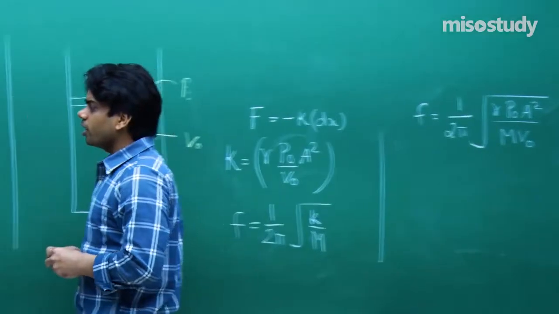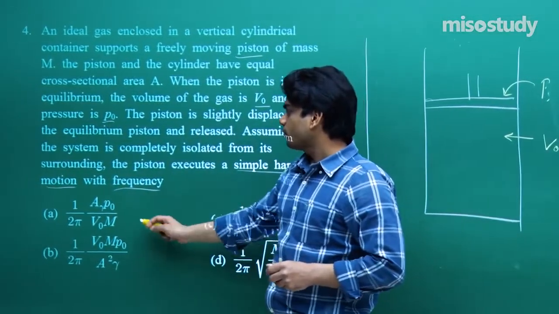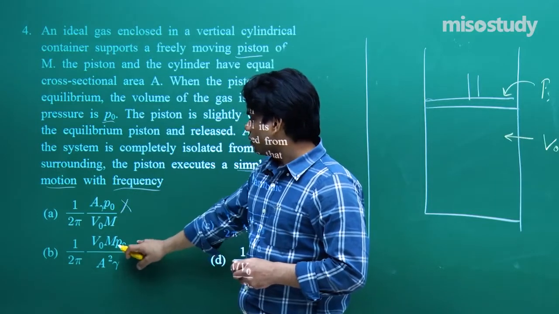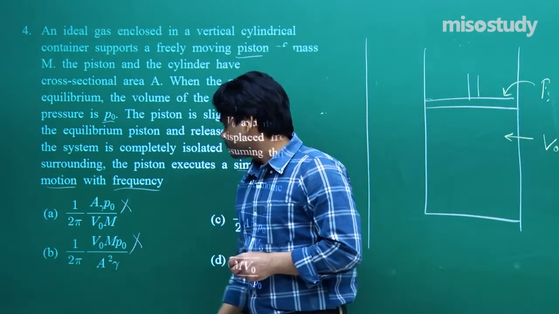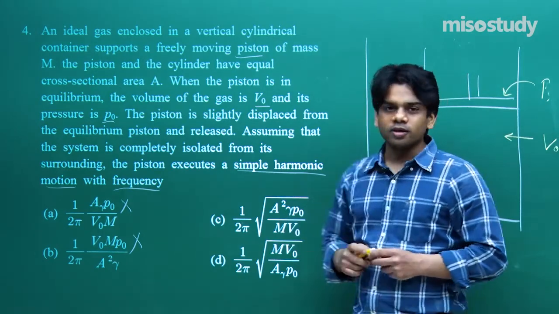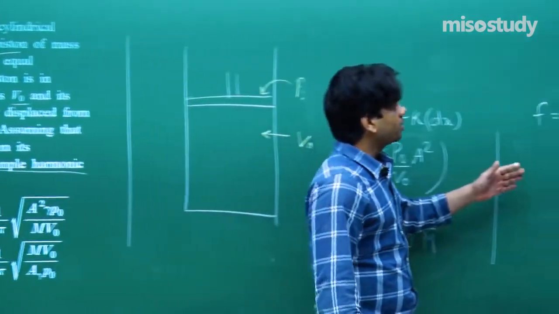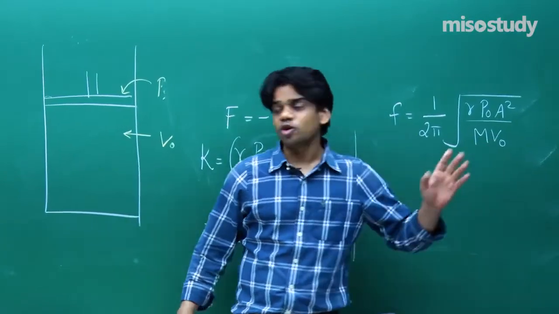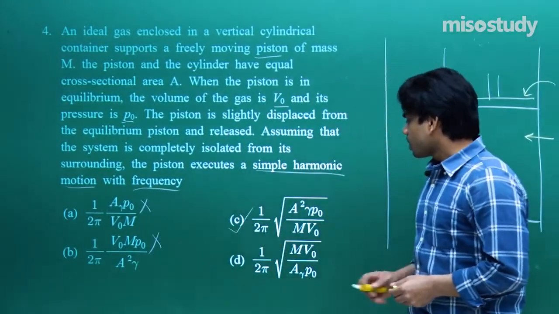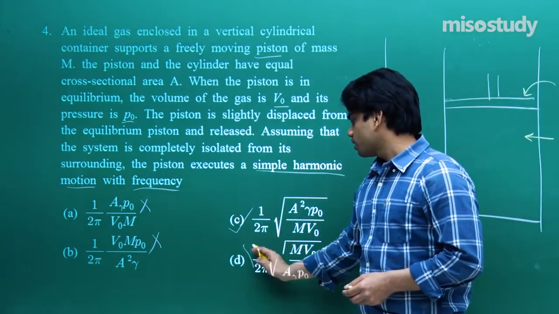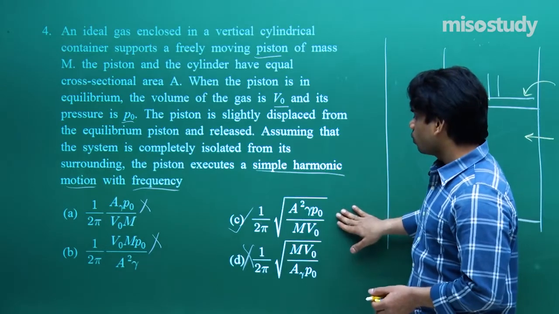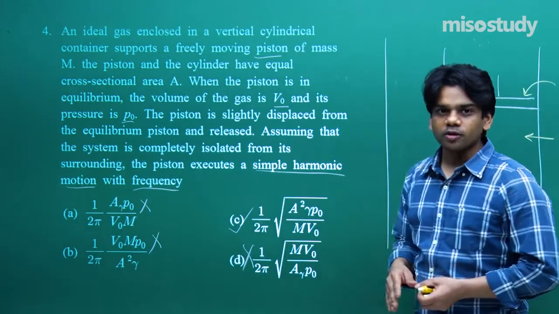We are having option number A, 1 by 2 pi a into gamma p naught by v naught m. There is no under root, so this will be incorrect. Then again option B, 1 upon 2 pi v naught is in the numerator, incorrect. And here 1 upon 2 pi under root a square gamma p naught by m v naught. This is the option that is matching. So the correct answer will be option number C. And in the last option just the reverse is given, so you can say that this is incorrect. So the correct answer will be 1 upon 2 pi under root a square gamma p naught by m v naught.